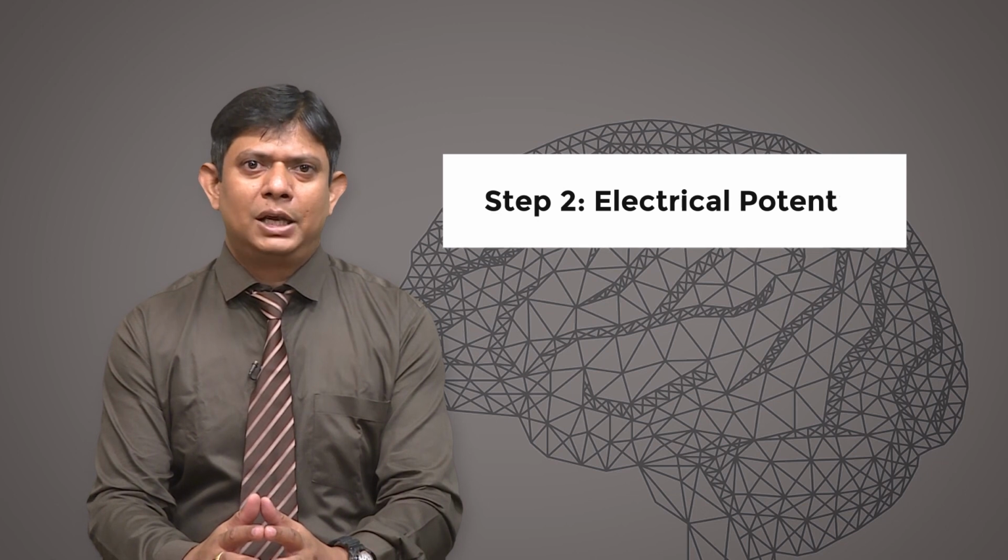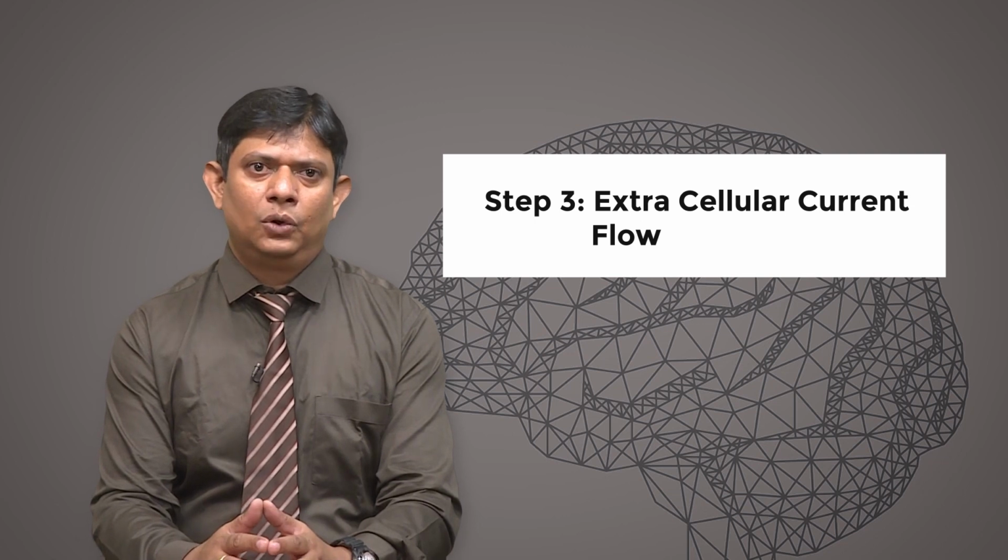The second one is electrical potential. Neurons communicate by sending electrical signals in the form of action potentials. When millions of neurons work together, their combined electrical activity generates a measurable potential difference on the scalp. The third one is extracellular current flow. When neuron fibers are active, ion movement creates brief changes in electrical potentials in the extracellular space. This extracellular current flow leads to voltage fluctuations on the scalp, which can be detected by the electrodes.